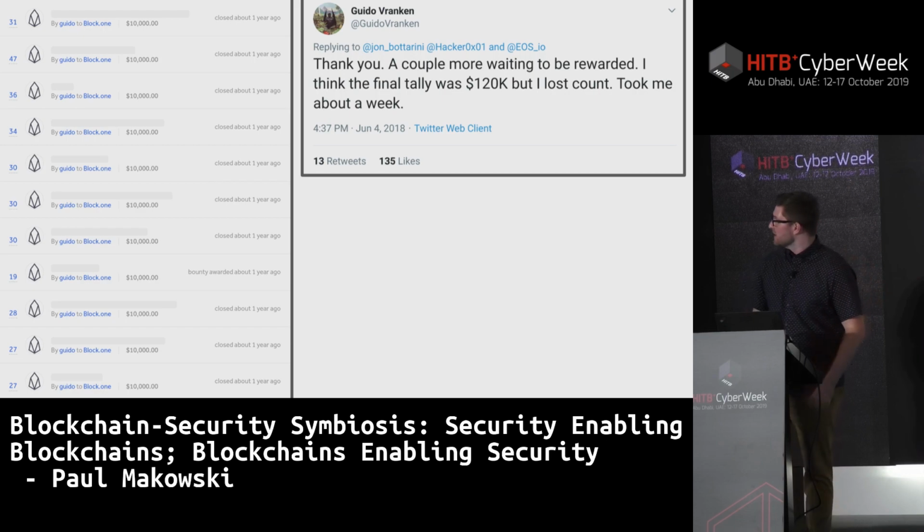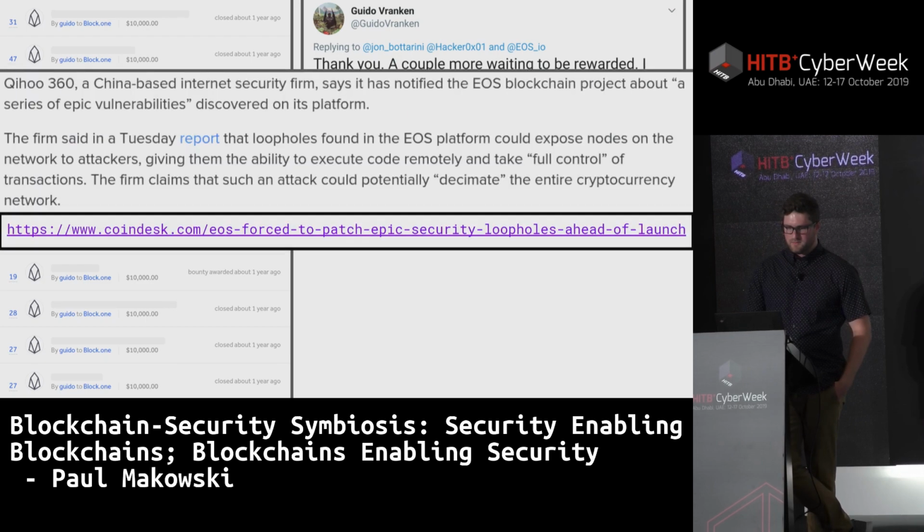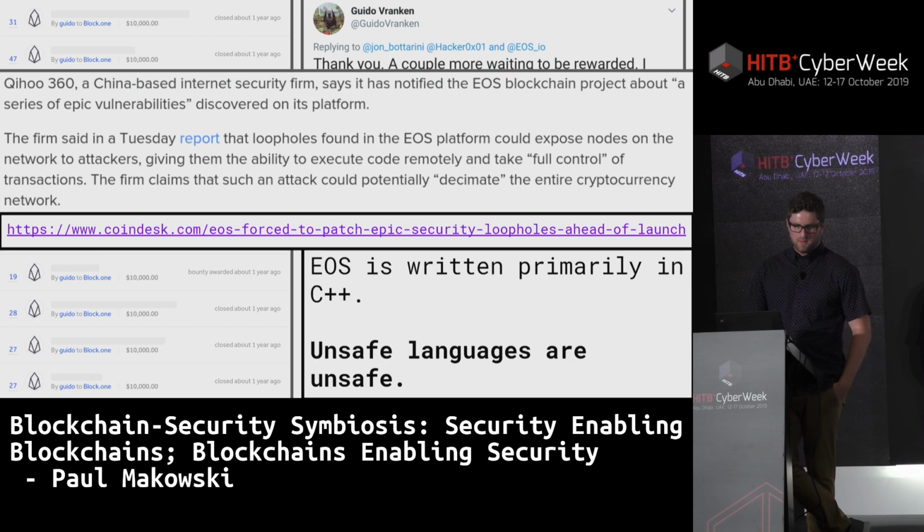So this one guy, Guido, reported 10 remote code execution vulnerabilities in the EOS client within the first week, any of which could be used to steal the private keys of anybody else on the network. So if he was a little bit more nefarious, he could have just stolen millions and millions and decimated the value of the entire blockchain. In addition to that, Qihoo 360 reported a bunch as well, and they actually used the word decimate as well, that such an attack could decimate the entire cryptocurrency network.